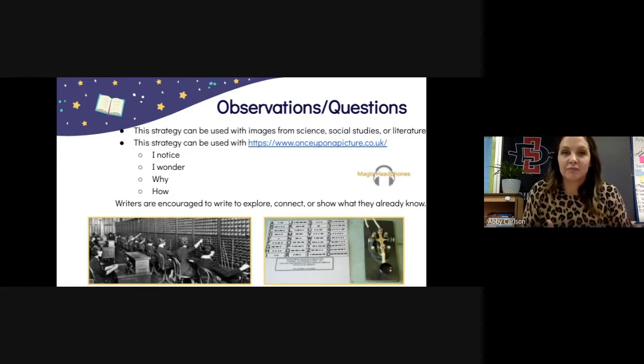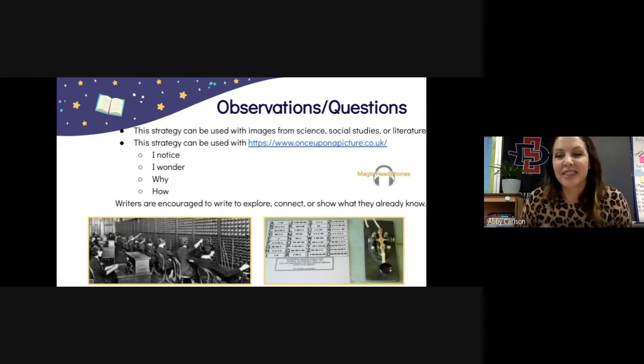So, with this strategy, you can use images from science, social studies, literature, even from current events. Down below, I inserted 2 images from Benchmark. Before I would teach a unit, I would have my students look at images and just start writing what they notice, what they wonder, then start asking questions. Why? How? Writers are encouraged to write to explore, to connect, or even to show what they already know. The goal in this is fluency, getting students to write as much as they can, as fast as they can.